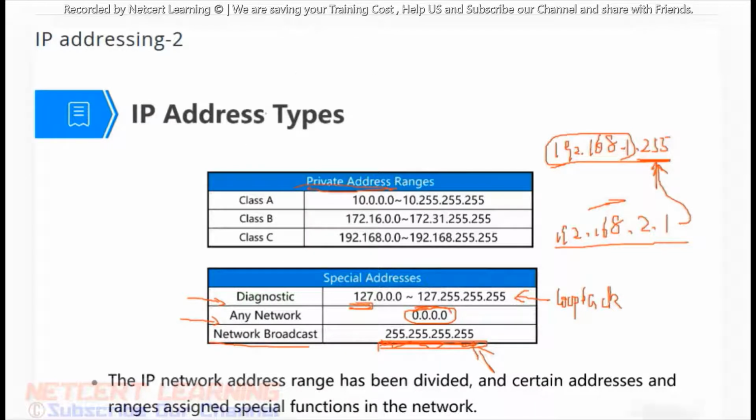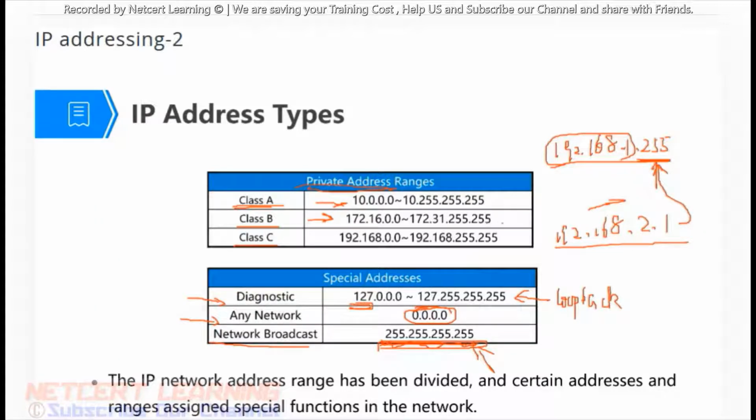And the IETF has defined three ranges of private IP addresses. The first is the class A range, 10.0.0.0 to 10.255.255.255. Then the class B range is from 172.16 to 172.31. Okay, this is the class B.